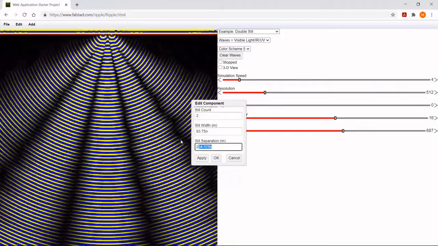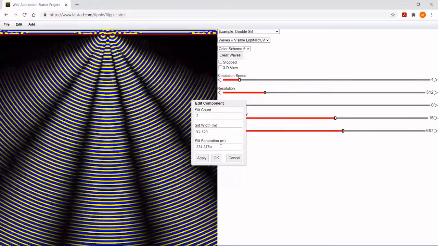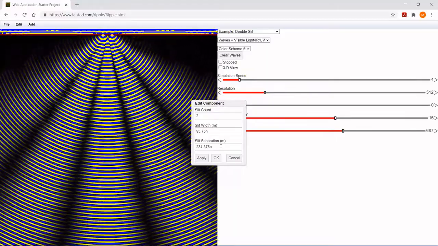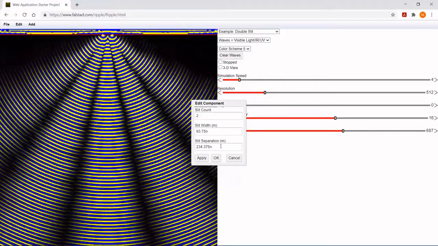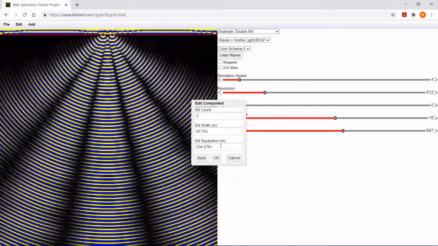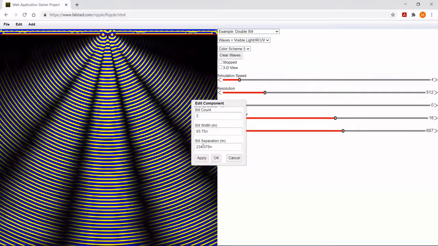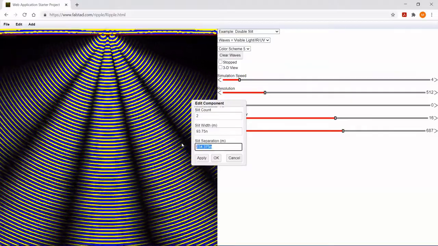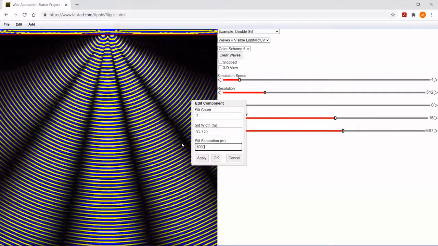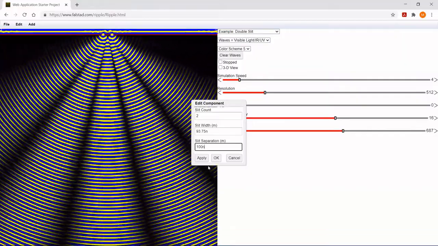So the separation is currently 234 nanometers. Now, previously we observed that a shorter separation or a smaller separation actually spreads out the maxima and minima. So let me see if I can make this even smaller, like 100 nanometers. And what happens to the spacing between the fringes? So in SI units, we use nm for nanometer, but in this simulation, the lowercase letter n is fine.